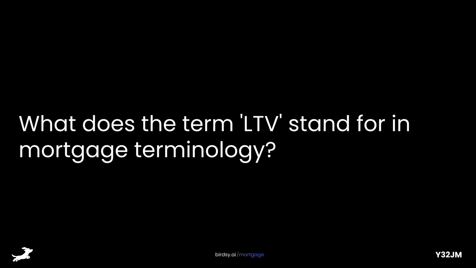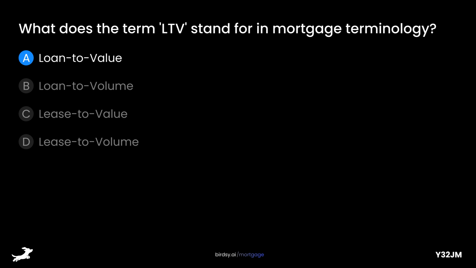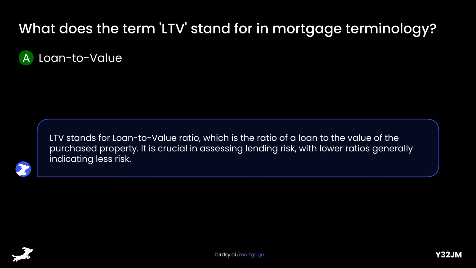What does the term LTV stand for in mortgage terminology? Is it A, loan to value, B, loan to volume, C, lease to value, or D, lease to volume? The answer is A, loan to value. LTV stands for loan to value ratio, which is the ratio of a loan to the value of the purchased property. It is crucial in assessing lending risk, with lower ratios generally indicating less risk.